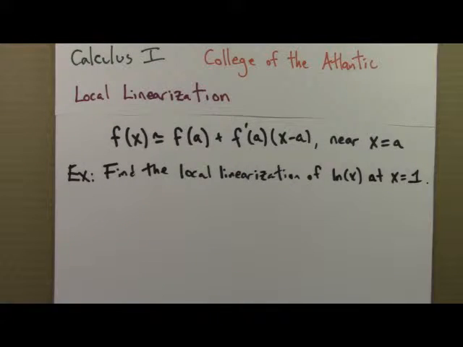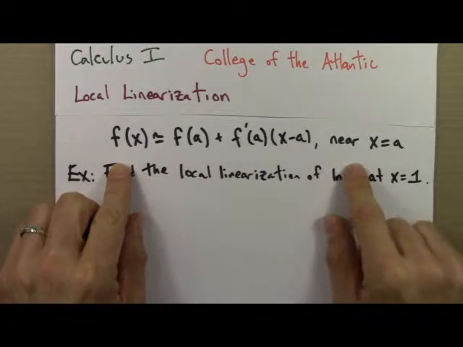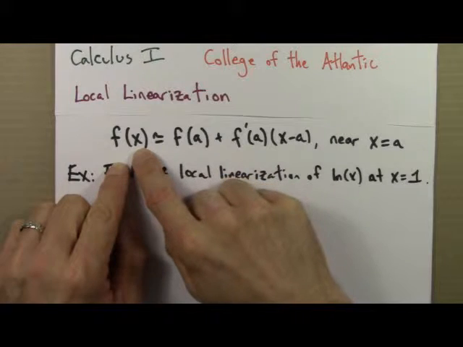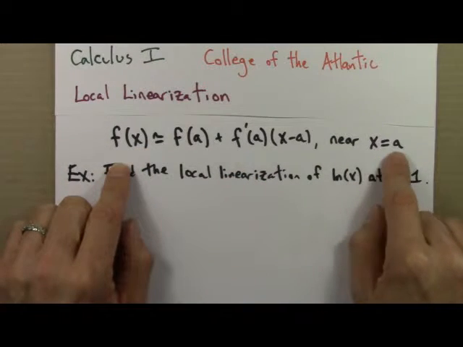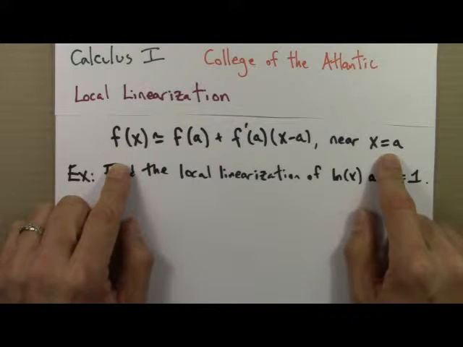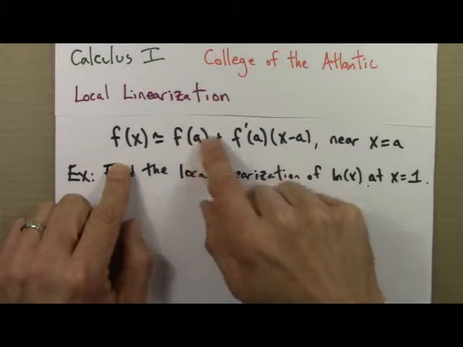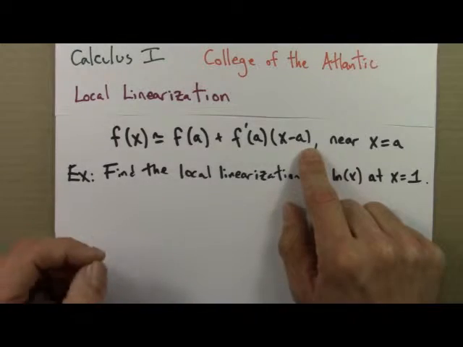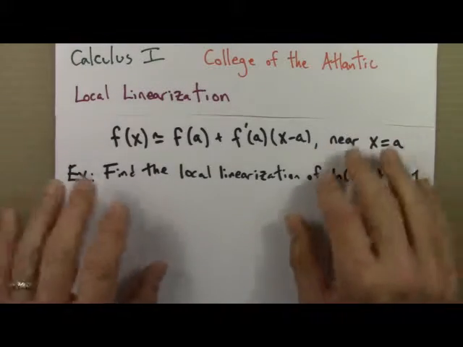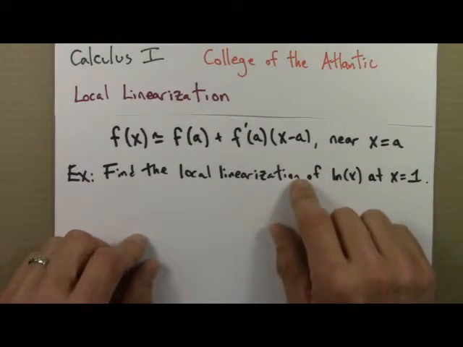Here's another example of local linearization. So the key formula for local linearization is this. We're taking a function f of x, and we're saying near x equals a, we can approximate it well by its tangent line. So this is just a quick way to get the tangent line approximation. Local linearization and tangent line approximation mean the same thing.